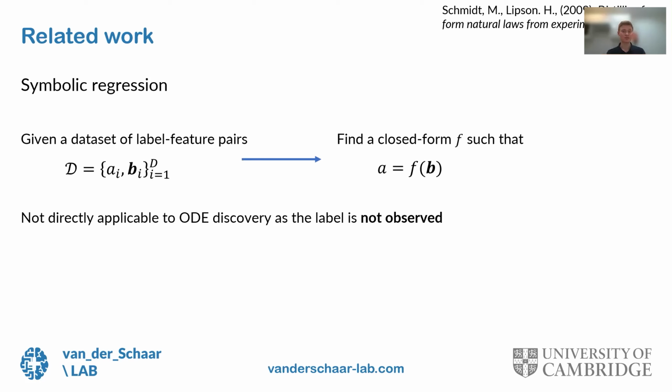This approach is not directly applicable to ODE discovery because the label, which would be the time derivative here, is usually not observed, so it's not available in the dataset. However, symbolic regression can be adapted for that setting by a method we would call two-step symbolic regression.